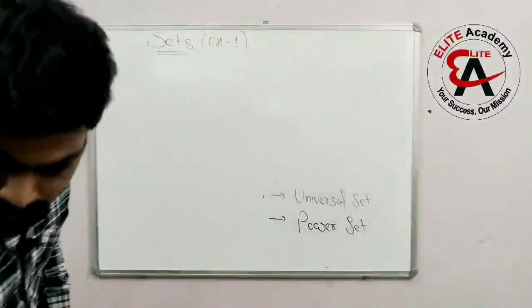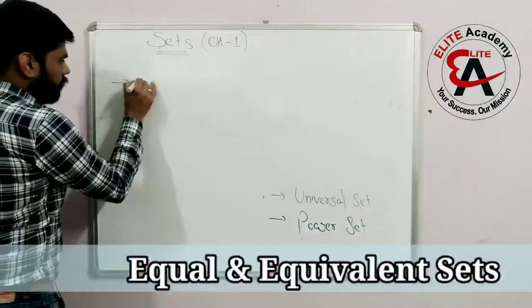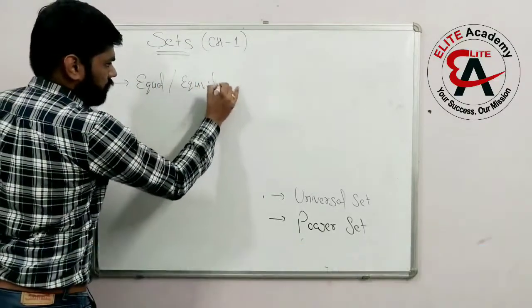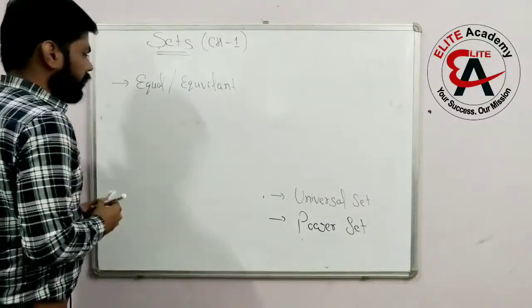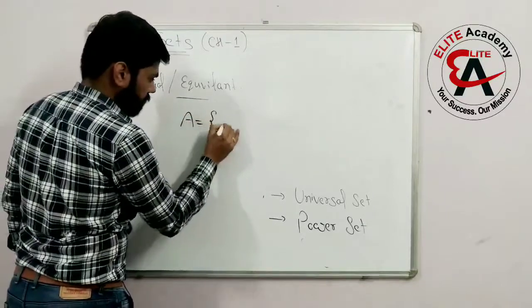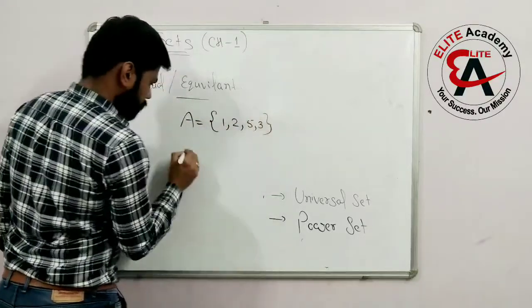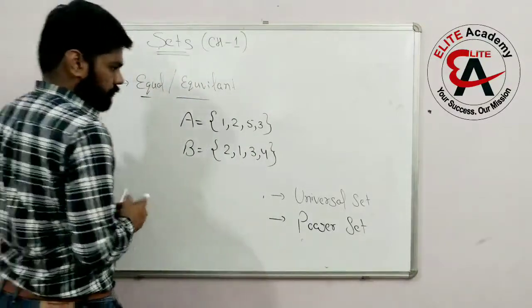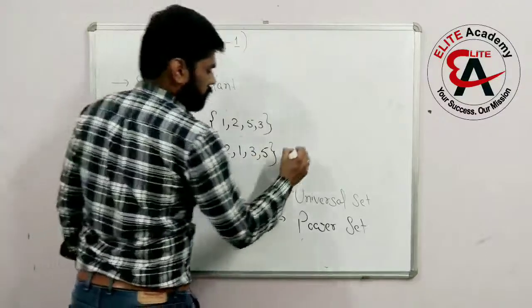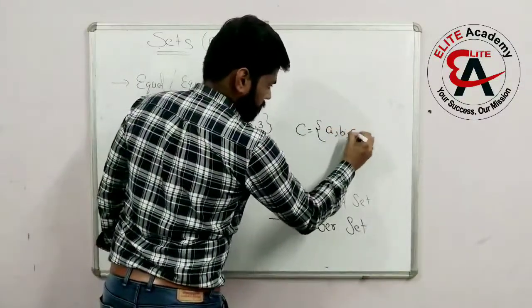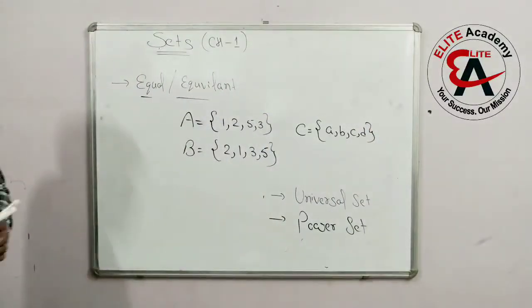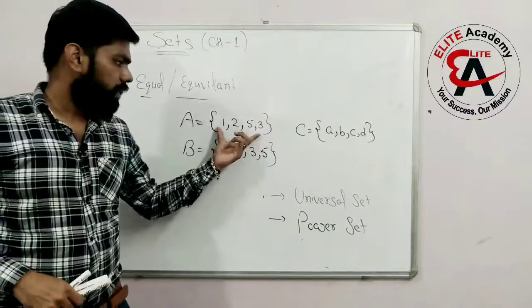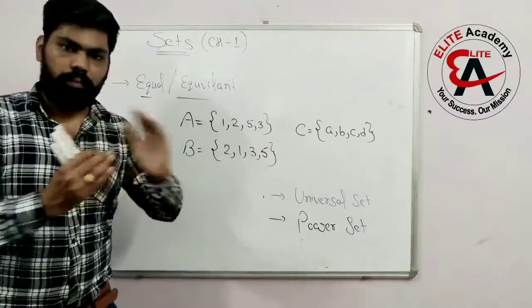Let us sum up. Equal and equivalent, देखो बड़ा simple जो difference है. Let me write a few examples. Now just check it out. अगर मैं A and B सेट की बात करूँ, ध्यान दीजिए, are they equal? अच्छा, how many elements are there in A? 4. How many elements are there in B? 4. Number of elements are same.